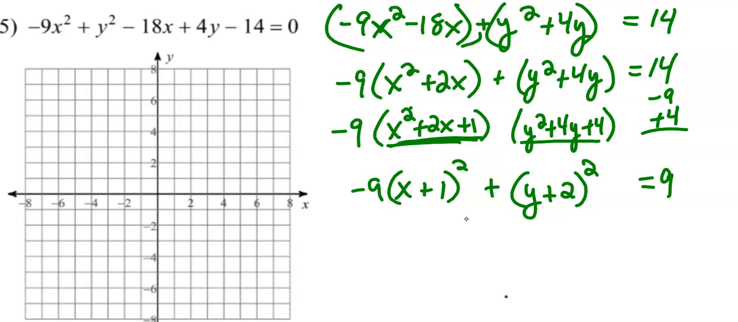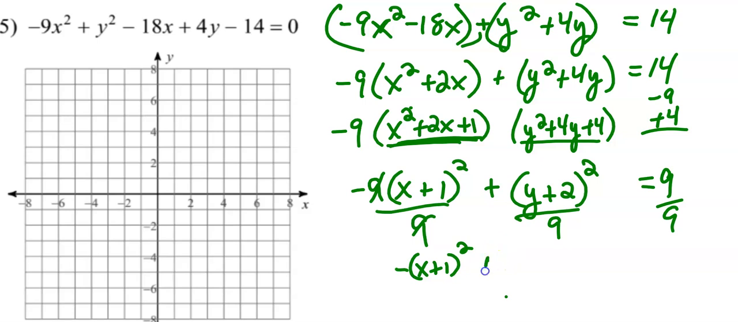And so this is getting closer and closer to looking like the equation of a hyperbola. One thing though, this right side doesn't say equal 1. So let's get there by dividing both sides by 9. If I divide everything by 9, I have to divide each term by 9. These 9's cancel, and I get negative (x plus 1) squared plus (y plus 2) squared, all over 9, and this equals 1.